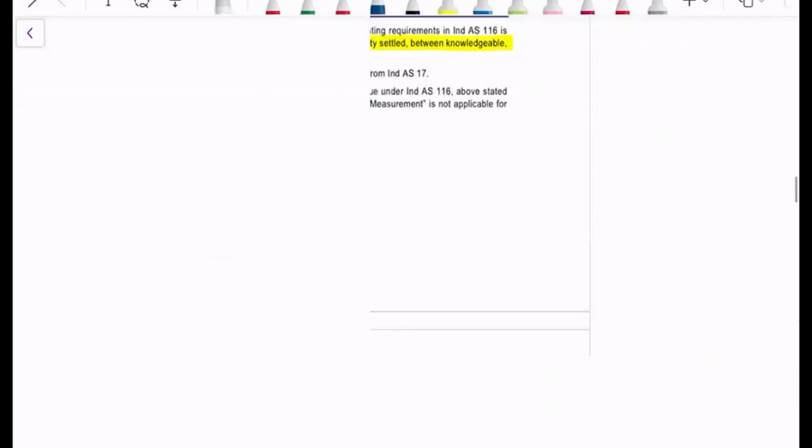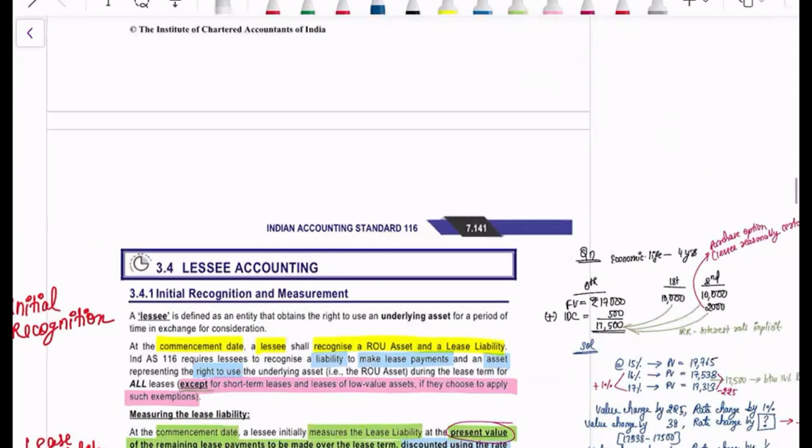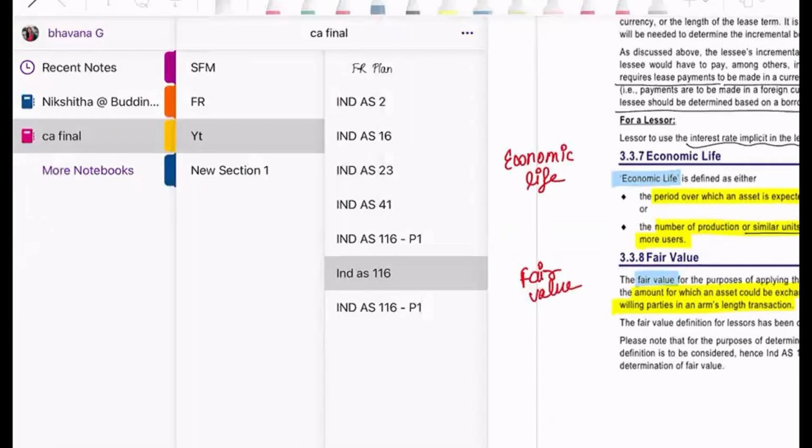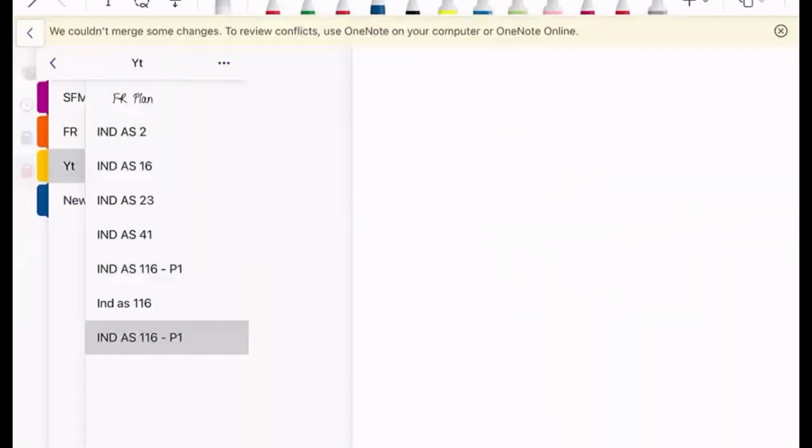Just a second. Okay, I think the lessee account is starting from illustration number 27. Give me a minute.